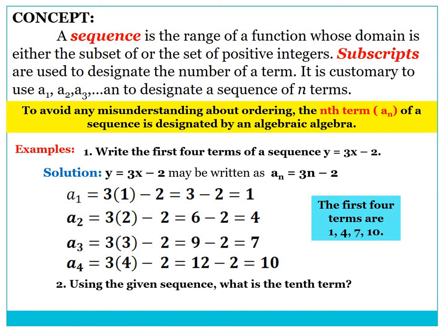Using the given sequence, what is the 10th term? In this case, we just replace the value of n with 10. So we have a sub 10 equals 3 times 10 minus 2, which is 30 minus 2 equals 28.